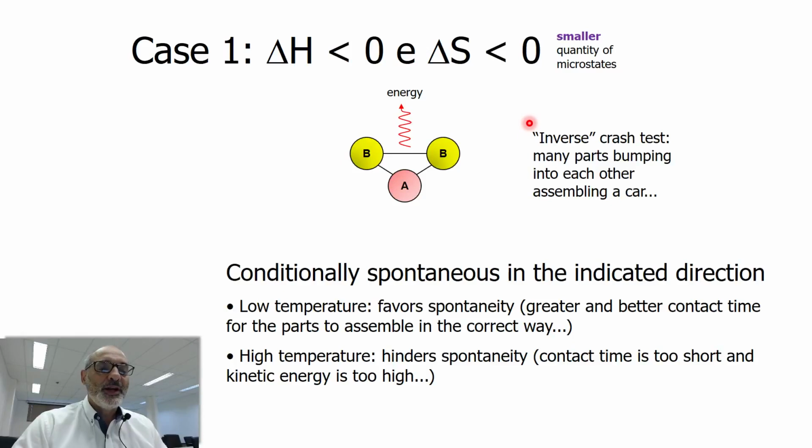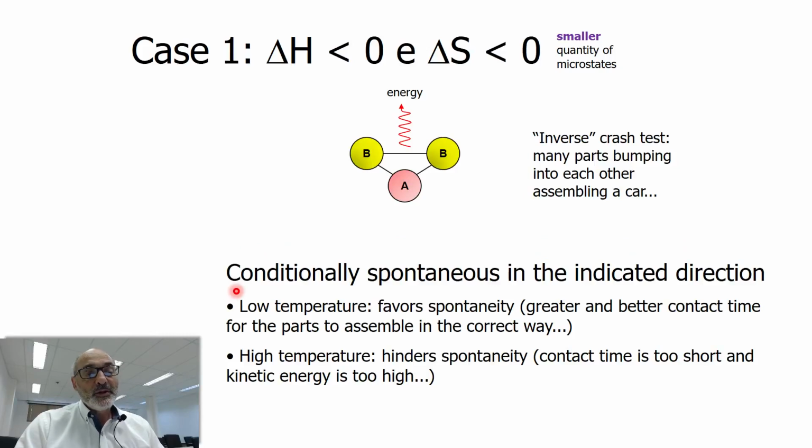It's like an inverse crash test. As I already said, it's like many car parts bumping into each other at exactly the right place, at the right speed. They don't bump and bounce back. They are at the exact right place and speed, and they assemble the car. I would say it's not impossible, but it's very hard to happen, especially if those parts are bumping into each other at a very high speed. So we could say that this process is conditionally spontaneous in the indicated direction.